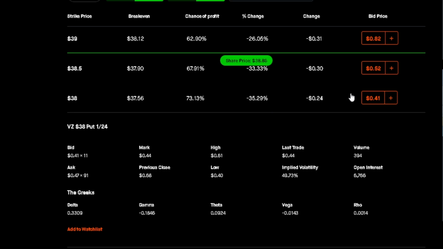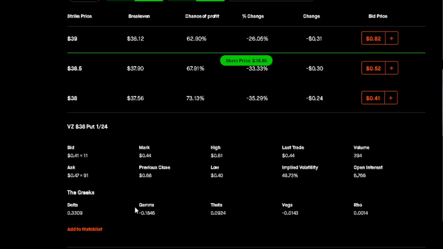So the premium will go up or down to either 74 cents or to 8 cents, and the gamma will change the delta to either 51 or down to 15. So that's how gamma would affect the delta if the stock price moves up or down $1.